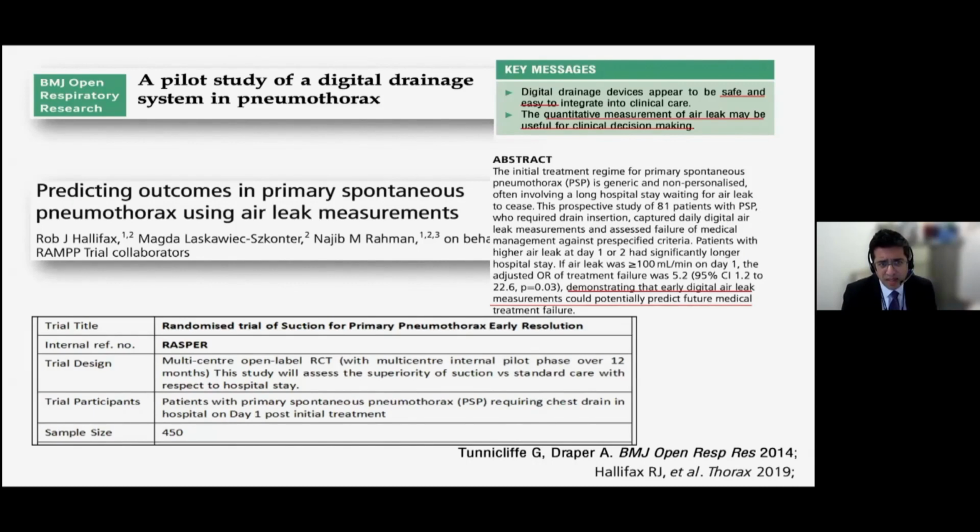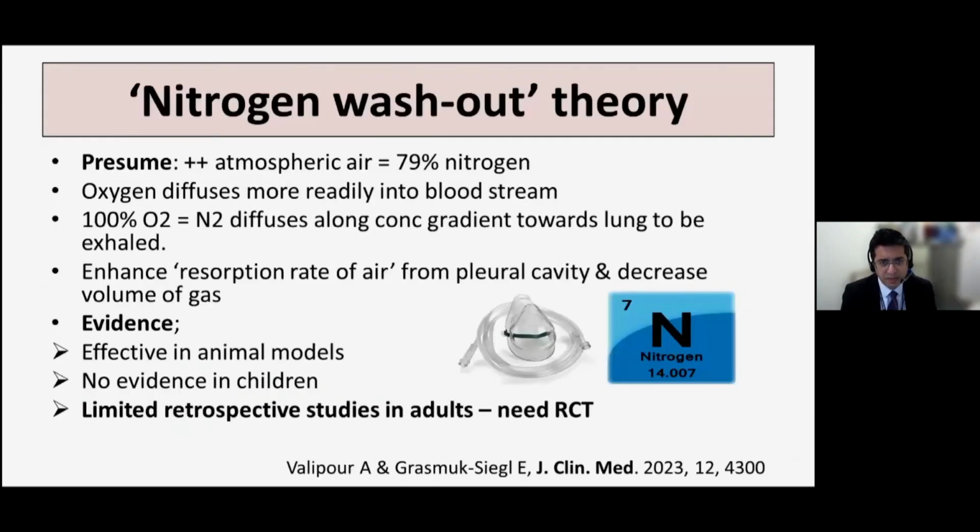This has shown some promise in some pilot studies, and there is a British study going on which is recruiting, called the RESPIRE trial, which is a randomized controlled trial looking at early resolution. In patients who present with pneumothorax, it compares early suction versus standard management to see whether this helps.